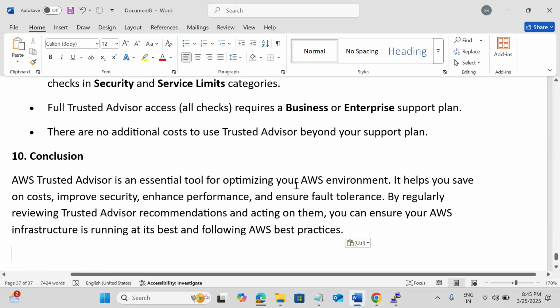Okay, so that means whenever we want to improve the performance or fault tolerance, or we want to improve the security, or we want to cut down the cost, the first place we need to come to is the Trusted Advisor.